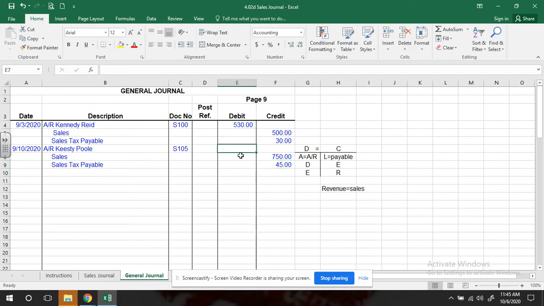This one, again, we got to figure out what Keystee Pool actually owes us. So I'm going to use this formula. I'm going to copy it and put it there. So it added what it needed to. It added our sales and our sales tax payable. So my debits equal my credits. A whole lot easier to find mistakes here than to wait until you get the whole document done and find out that your debits don't equal your credits, and then you have to go back and spend hours to find the mistake.